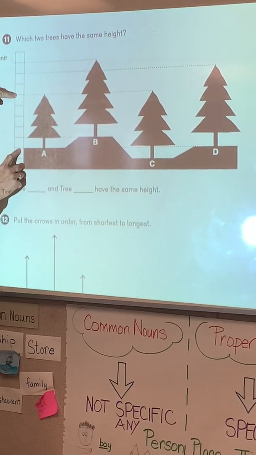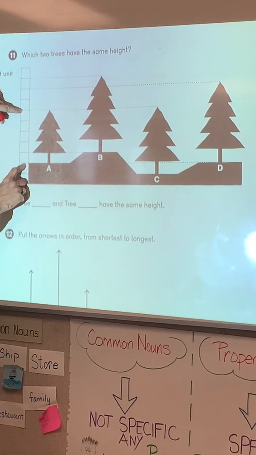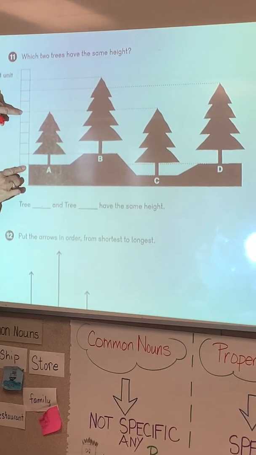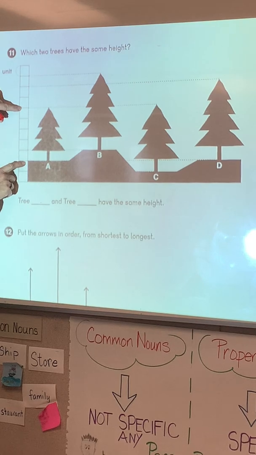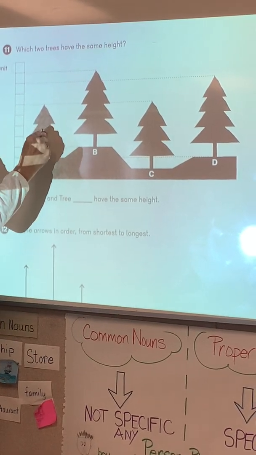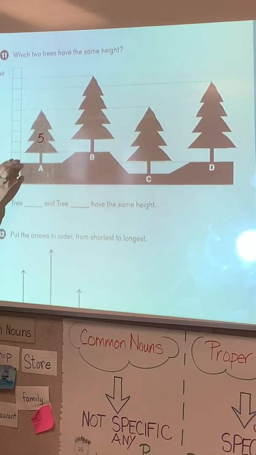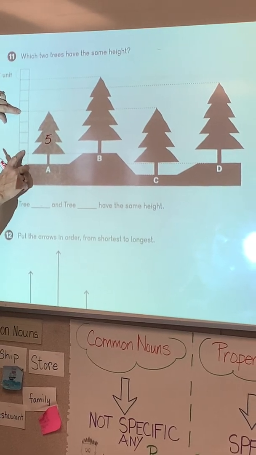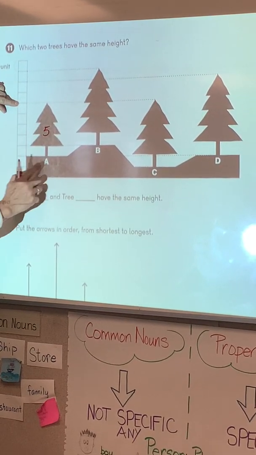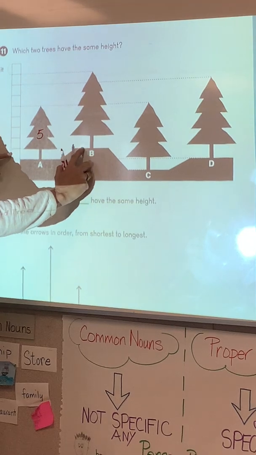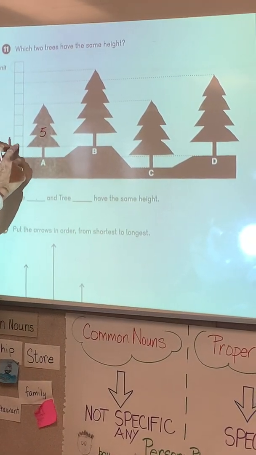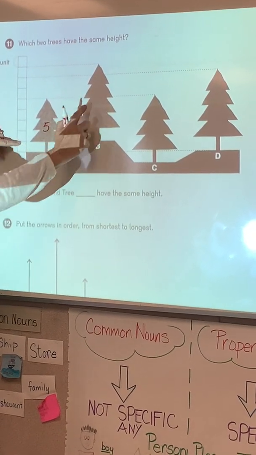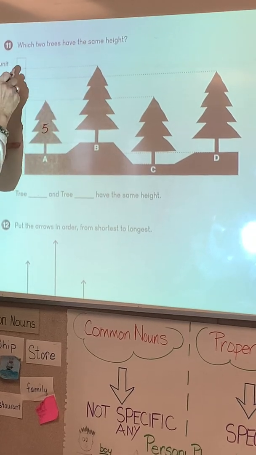I double check because I sometimes get mixed up on my counting. And because I'm not starting at the very bottom, it's kind of tricky. So I'm going to put a 5 on this tree so I know how many units that measured. 1, 2, 3, 4, 5. Let's go to tree B. See this imaginary line? This is where this tree is going to start its measurement, and it goes all the way up to here.